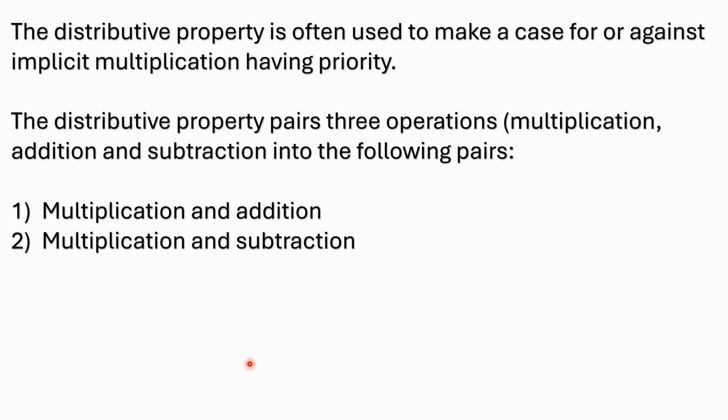Now, I will say too, a lot of people like to go on and on about the distributive property, and I've seen people try to argue for implicit multiplication. I've seen people argue against it, and they're using the same mathematical properties to do it. It's just a matter of what you think has a higher priority. The distributive property is something that pairs three operations, okay? It's pairing multiplication, addition, and subtraction into pairs. Those pairs would be multiplication and addition or multiplication and subtraction. That's really all the distributive property is doing.